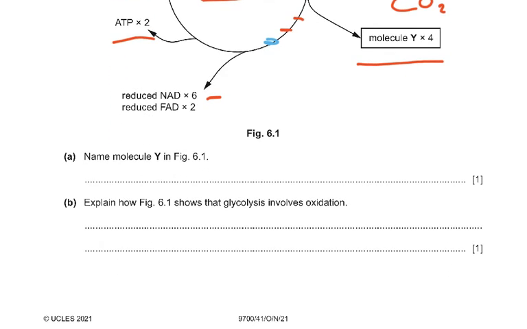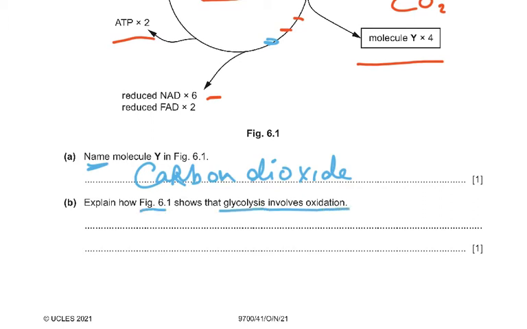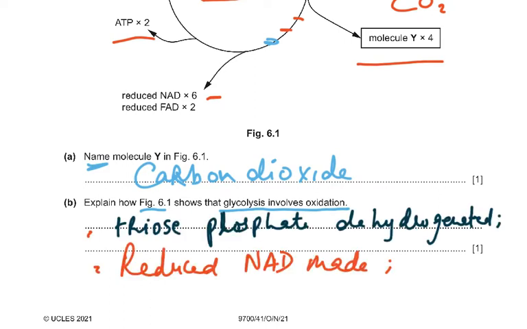Name molecule Y in figure 6.1. We know it's carbon dioxide. Please, when it says name, give me the whole name, not your nickname. So you can't say CO2. So carbon dioxide. Then explain why figure 6.1 shows that glycolysis involves oxidation. Now the answer to that was triose phosphate dehydrogenated or reduced NAD made. So reduced NAD being made is the point where oxidation was taking place.